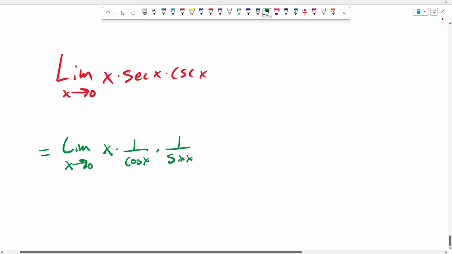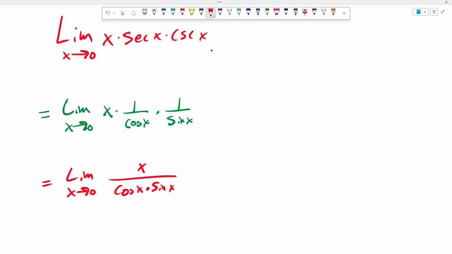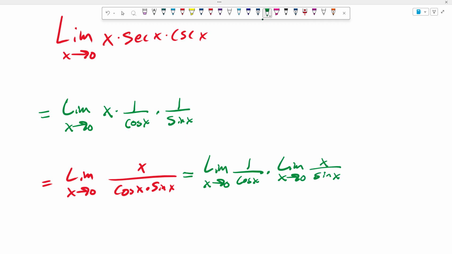And now what? What does this guy go to as x goes to 0? 1. So if you want to split it up, we can. The limit as x goes to 0 of 1 over cosine times the limit as x goes to 0 of x over sine of x. With direct substitution, we get 1. And this we memorized is 1. The answer is 1.